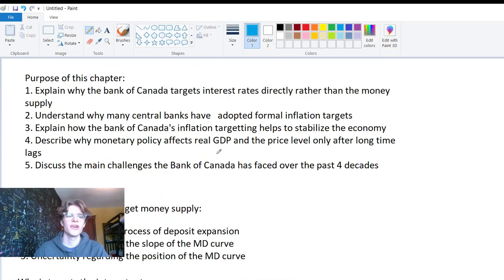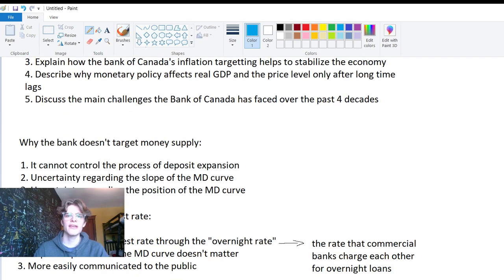To go through some of the other things in this chapter. The bank obviously can target the money supply or the interest rate, but what we see is that they don't target the money supply, for three reasons. The first one is one that we sort of talked about: it cannot control the process of deposit expansion. So even if they put more money into the economy, they don't know exactly how much money is going to be in the economy after they've put it in, because of the whole lending out or not lending out.